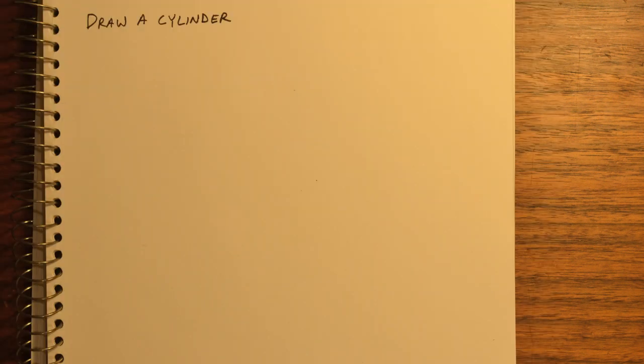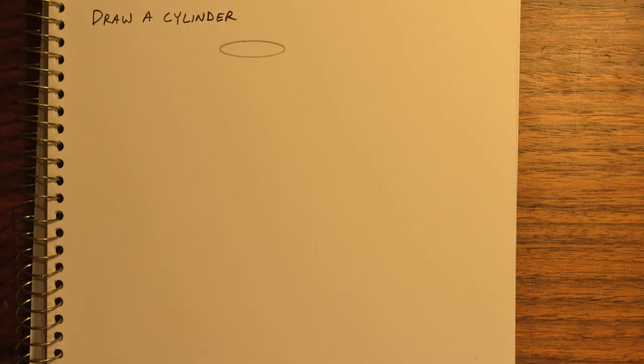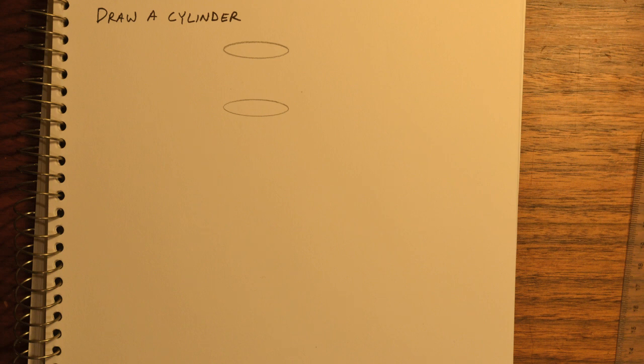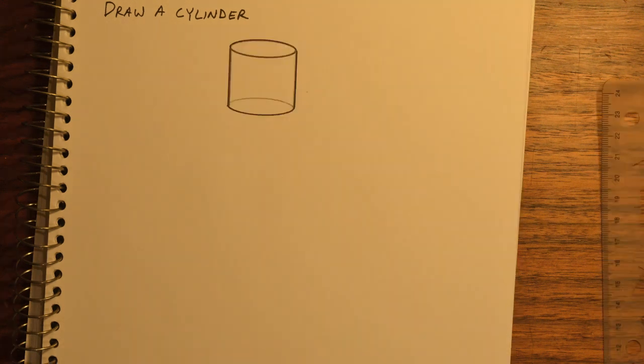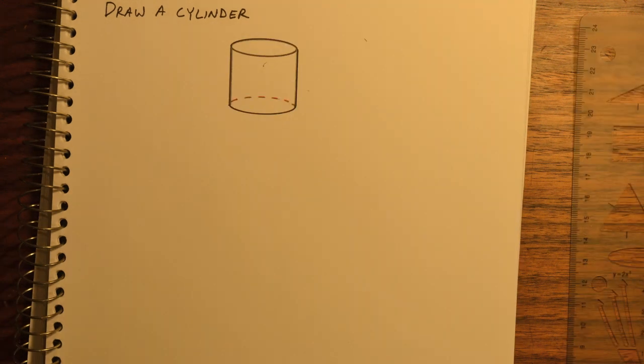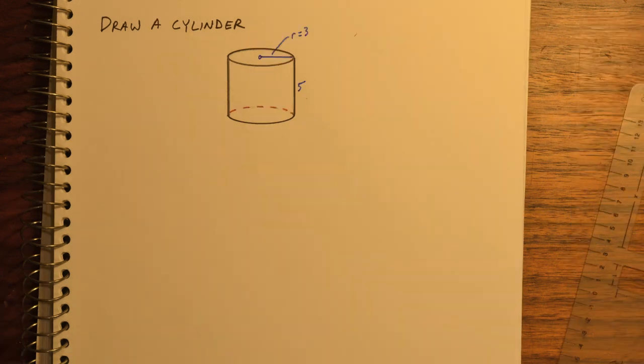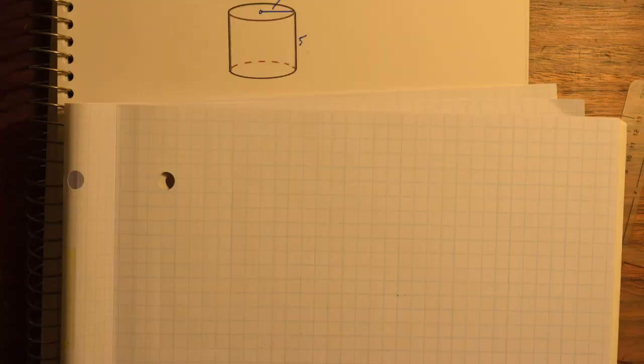Next, let's talk about cylinders. So drawing a cylinder, you want to start with an oval, also called an ellipse. I'll draw another ellipse right below it. And if you connect the two ellipses, we've got ourselves a cylinder. Now, let's pretend the radius here is 3 units, the height is 5 units, and we want to find a net.